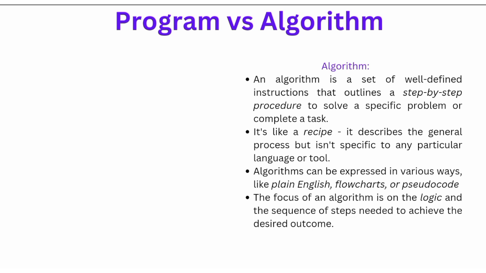Algorithms can be expressed in various ways like plain English, flowcharts or pseudocode. So we can represent the algorithm in plain English, in a flowchart diagram and through code. We can write any number of programs from an algorithm. The focus of an algorithm is on the logic and the sequence of steps needed to achieve the desired outcome. So here the main focus is on the logic and the steps followed to get the particular output. So this is about the algorithm. Now let us see about the program.